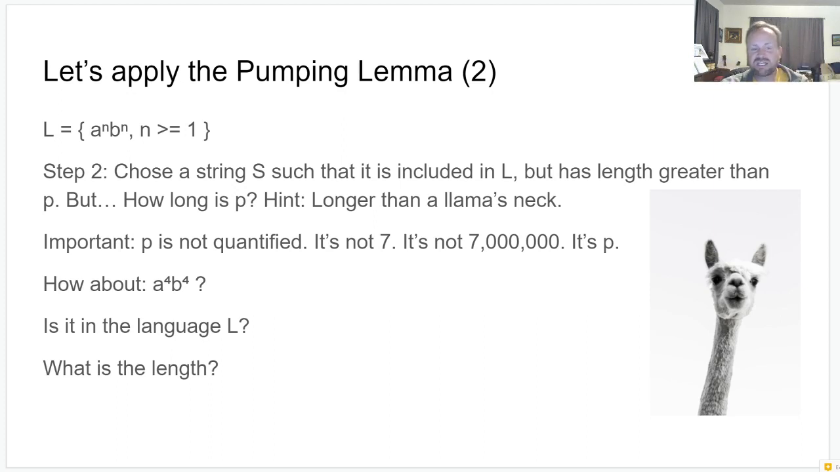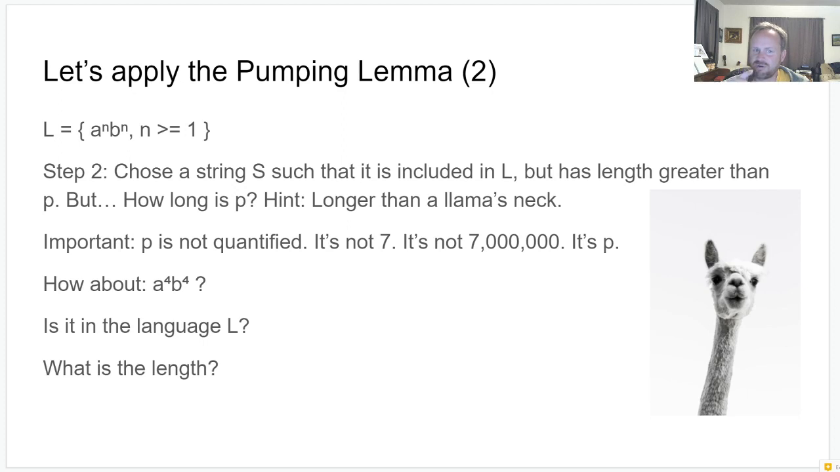So when we take a string like, we can try the string S to be A to the 4, B to the 4. Is A to the 4, B to the 4 in the language L? Absolutely, because that's A, A, A, A, B, B, B, B. That's in the language L. However, what is the length? The length of that string is 8.